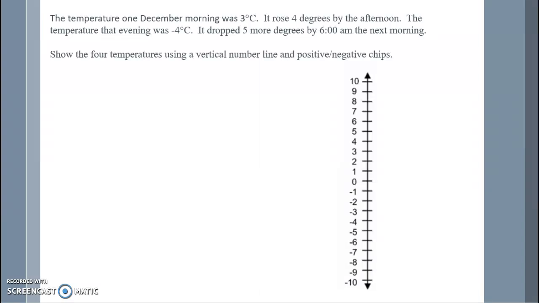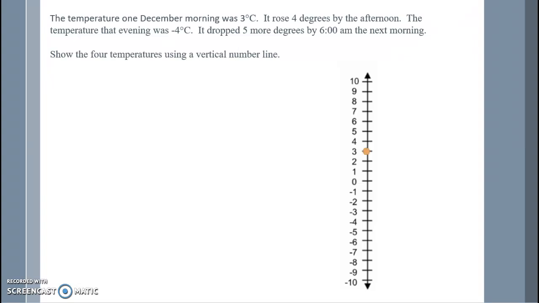The temperature one December morning was 3 degrees Celsius. It rose 4 degrees by the afternoon. The temperature that evening was negative 4 degrees Celsius. It dropped 5 more degrees by 6 a.m. the next morning. Show the 4 temperatures using the vertical number line. We're not going to use positive and negative chips because we're not actually adding or subtracting together.